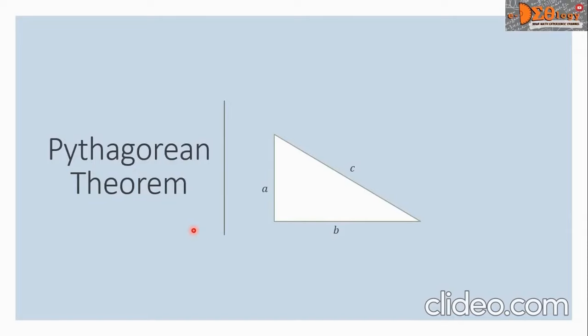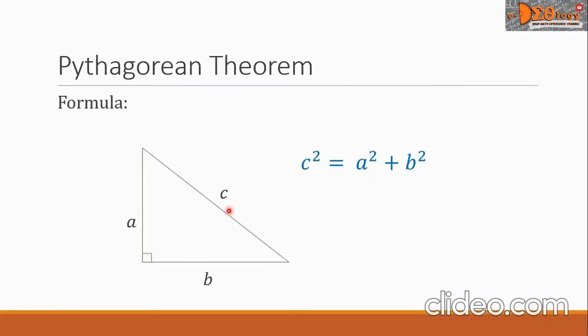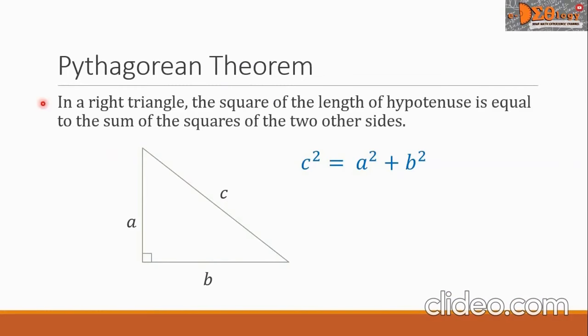Let us go now to the Pythagorean theorem. Given the right triangle, the formula for the Pythagorean theorem is c squared equals a squared plus b squared. In words, in a right triangle, the square of the length of the hypotenuse is equal to the sum of the squares of the two other sides.